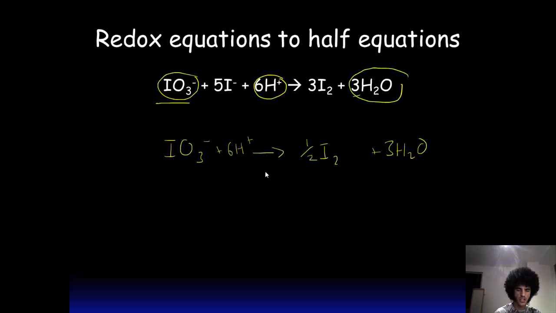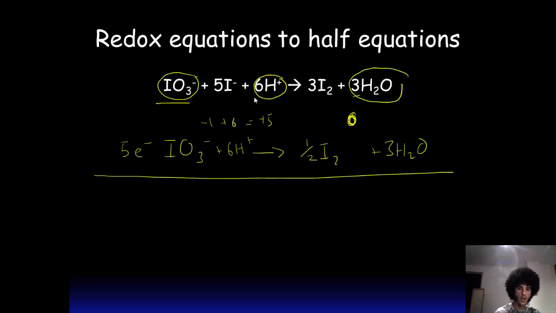Okay, I'm just going to double check charges now. So I've got -1 plus 6, -1 from here, plus 6 from here. That gives me plus 5. But over here I've got no charge, it's just 0. So in order to make this work, I need to bring that down by 5 with 5 electrons, so it's 5e minus.